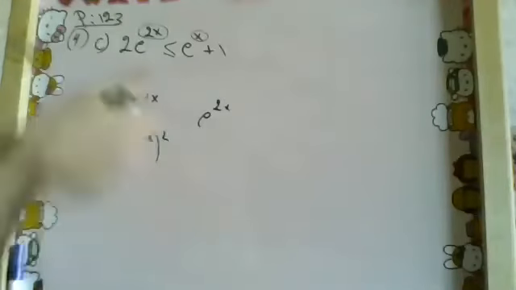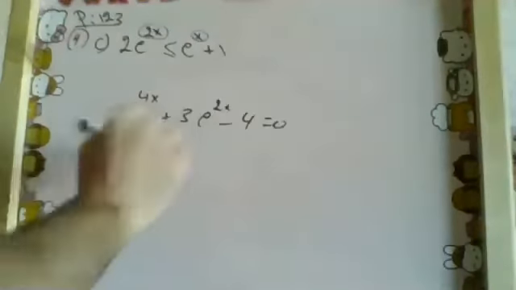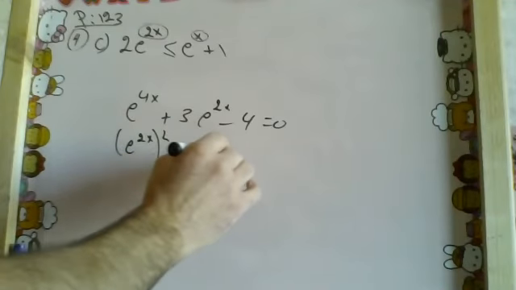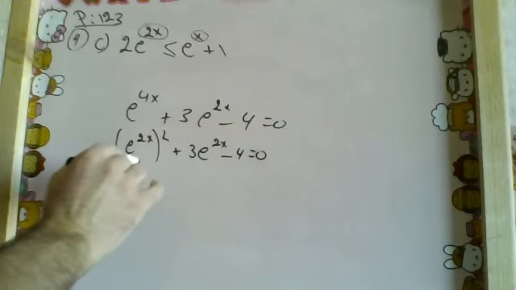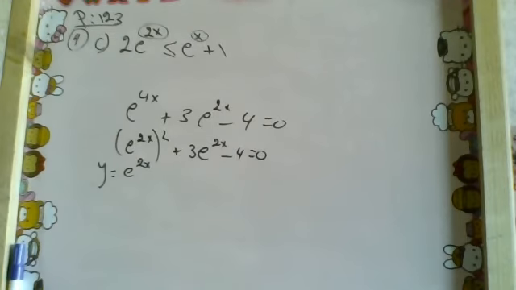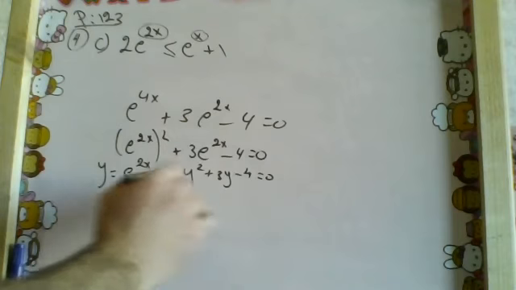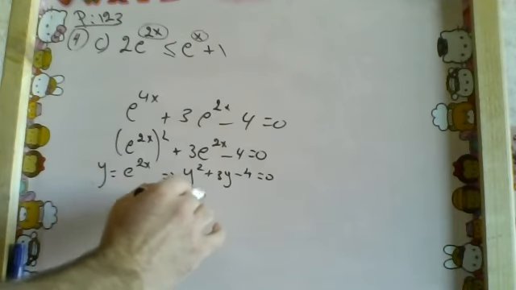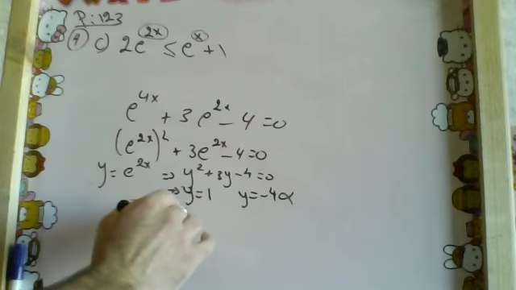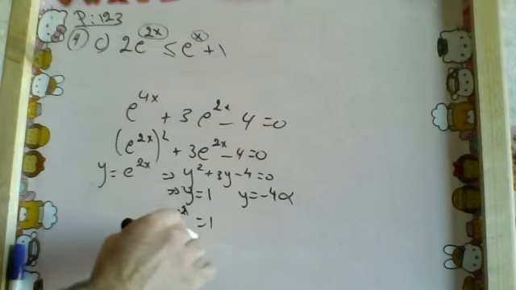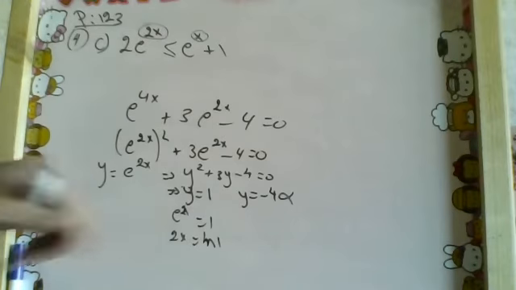So if you are solving an equation, for example, e power 2x squared plus 3 e power 2x minus 4 equals 0, then you put y equal to e power 2x. Then you get y squared plus 3y minus 4 equals 0. You get y equal to 1 or y equal to negative 4. Forget the negative one. Then e power 2x equals 1, then 2x equals ln 1, and then you divide by 2. Okay?